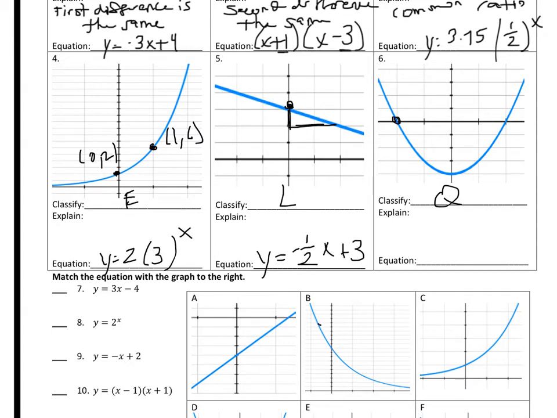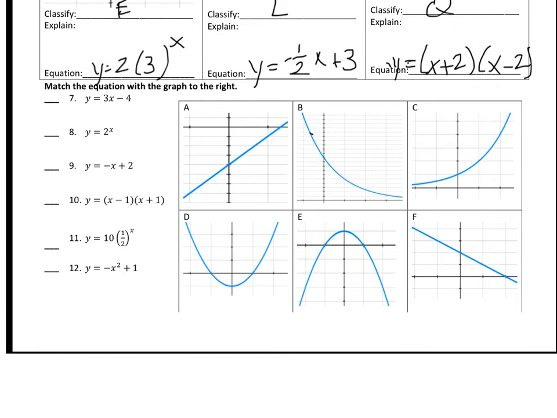Last but not least, we can always use our x-intercepts for a quadratic. So if this is x equals negative 2, and x equals positive 2, I can write them as the factors x plus 2 and x minus 2. So y equals x plus 2, x minus 2. I know it doesn't look like quadratic, but if I distribute x times x, I'm going to get that x squared.